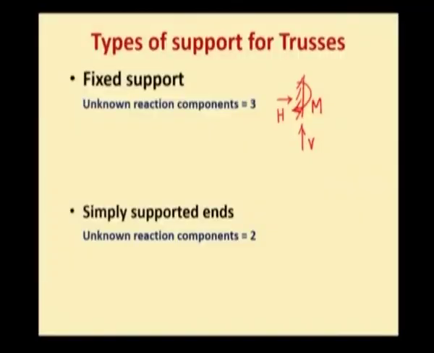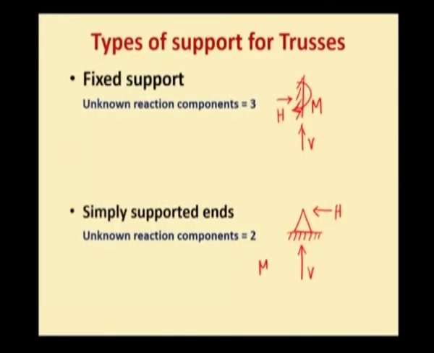The next is simply supported ends for the truss. A simply supported end is represented by a triangle resting on its base like this. In case of a simply supported end, totally there will be 2 unknown reaction components, which are the vertical reaction component V and one horizontal reaction component H. Simply supported ends allow rotation, and hence there will not be any moment. So, in case of a simply supported end, moment will be 0 because it allows rotation.